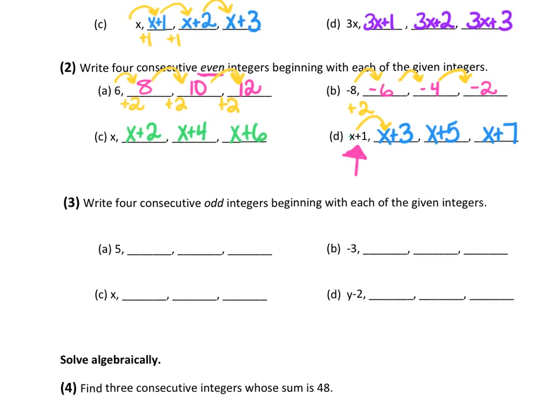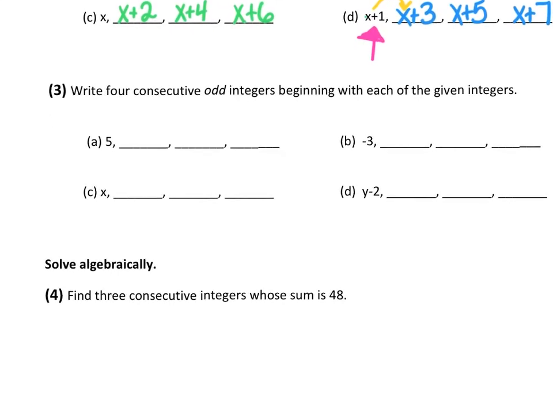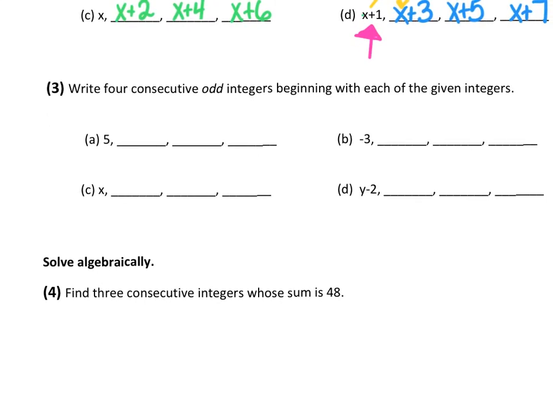What about odd? What about odd integers? Let's go through that exercise again. So if we start at 5, the next consecutive odd number is 7, 9, and then 11. Starting at negative 3, negative 1 would be the next consecutive odd integer. Then we have 1, and then we have 3.